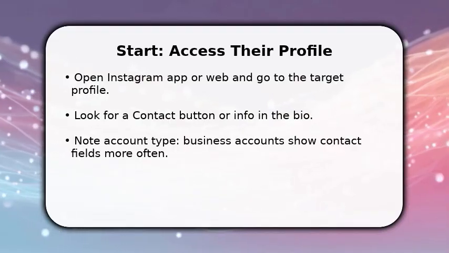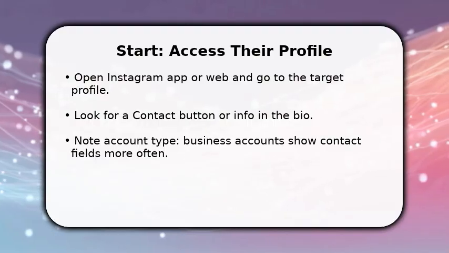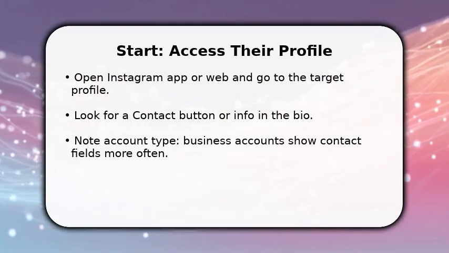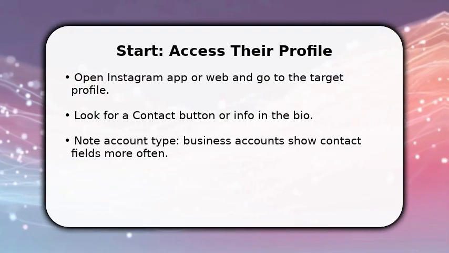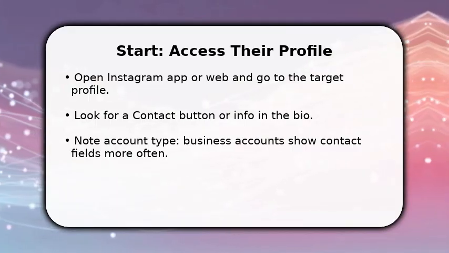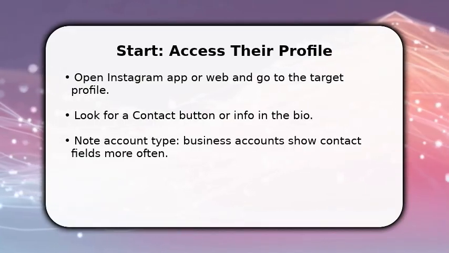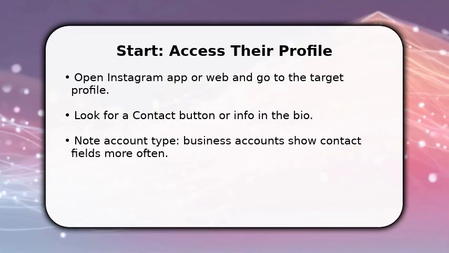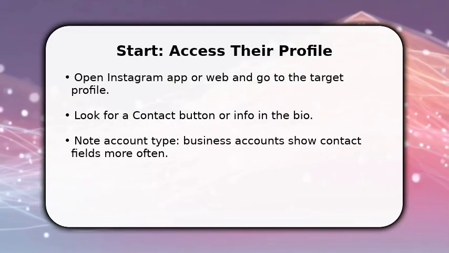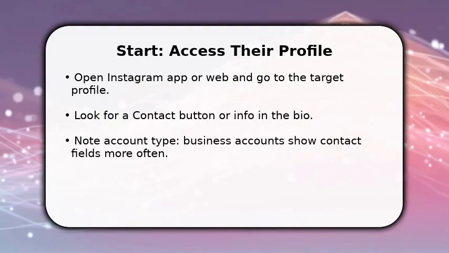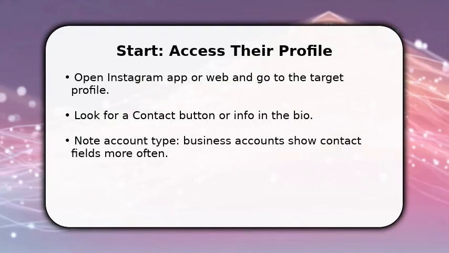You have Instagram open and the profile loaded. Start by scanning the visible contact area. Tap the contact or email button first because business profiles often expose phone fields. If you see only a bio, swipe through links and highlights for a phone mention. Make sure to check the three-dot menu for About or Public Business Info, since Instagram sometimes stores contact fields there.